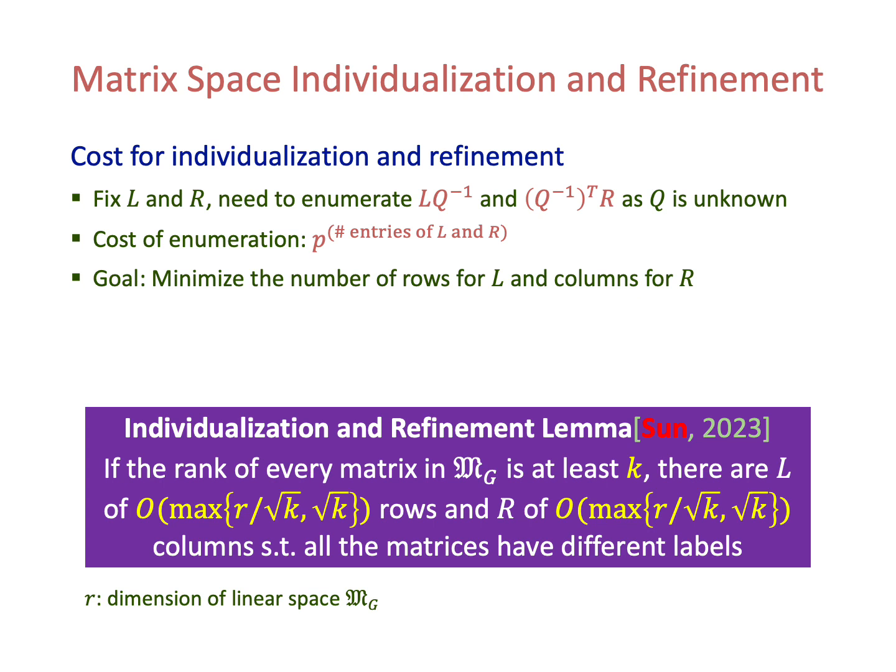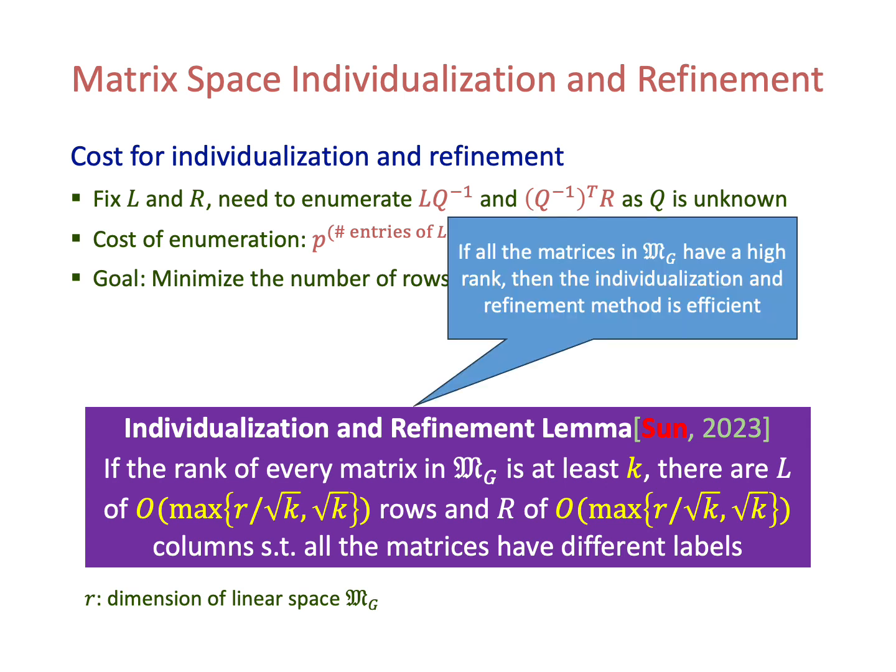We show that if the rank of every matrix in a matrix space is at least k, then max of r over square root k and square root k rows are sufficient for the left individualization matrix, and the same number of columns is sufficient for the right individualization matrix. Roughly speaking, the individualization is efficient only if all the matrices in the matrix space have a high rank.